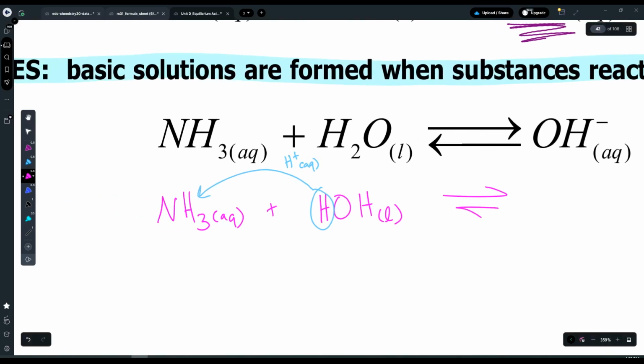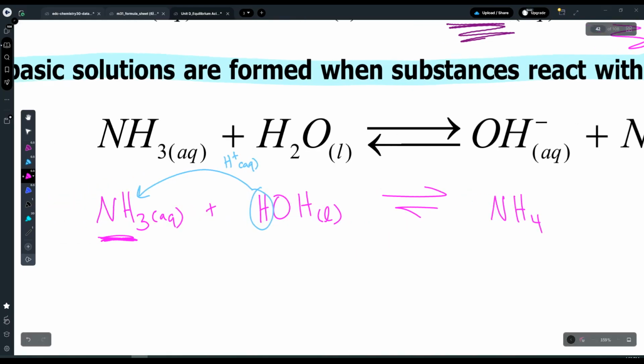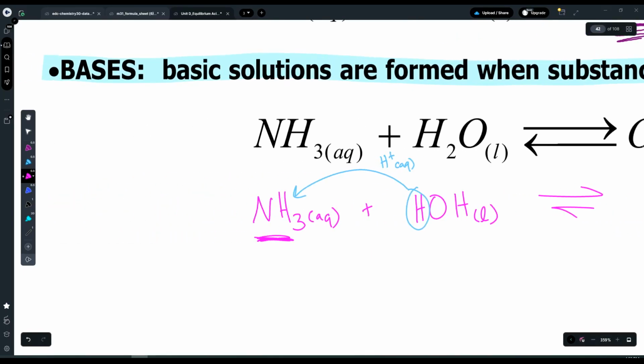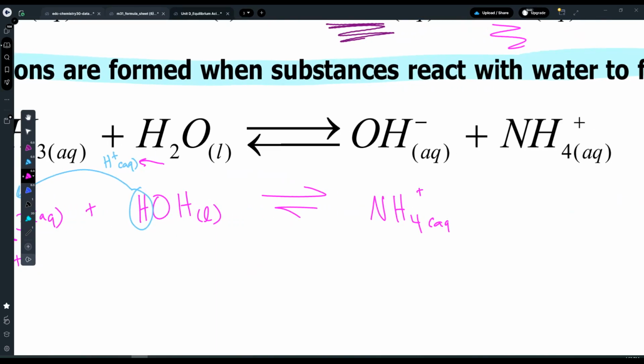Okay, so one of our products is going to be ammonia with one more hydrogen, so that's an ammonium ion, NH4. And how we're figuring out the charge here is ammonia has a neutral charge. Since it gained a hydrogen, we go +1, and that's why ammonium has a +1 charge.